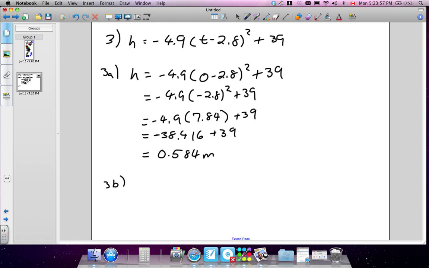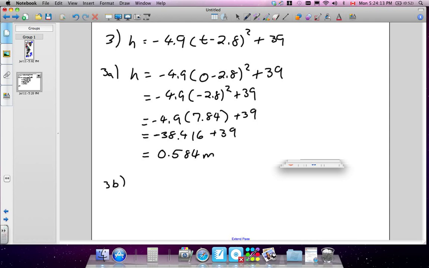Okay. 3b. What was the height of the ball after 2.3 seconds? And it's on its way. Oh, is it on its way up or down? Ah, that's a good question. Okay, do you think you can try this one? Time is 2.3 seconds.